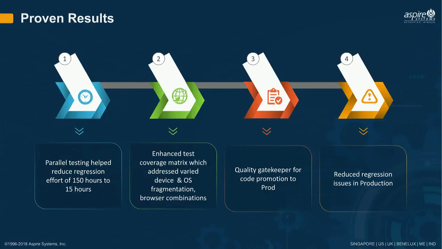And the proven benefits that we saw out of this templated approach: parallel testing helped reduce the regression effort to a great extent. Nearly 1/10 of the effort was reduced. Then an enhanced test coverage matrix was able to drill deep into the application, looking at each and every attribute, which might not be humanly possible. There was also a quality gate check at each and every stage of code promotion, and reduced regression issues once the code hit production.